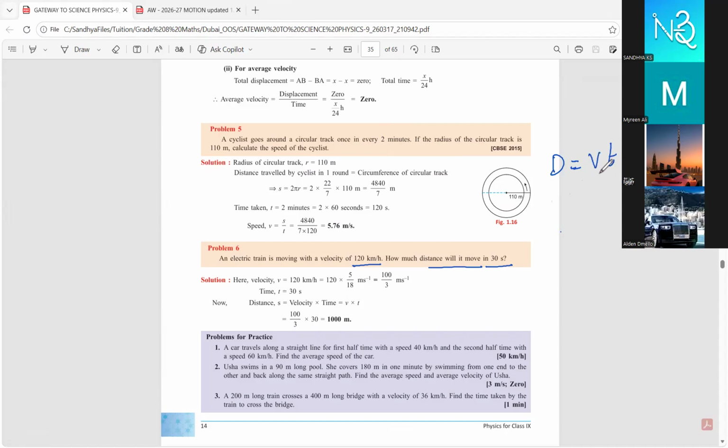Speed with the direction is called velocity. So that same formula only you want to use. So that is equal to 120 kilometer per hour. Kilometer per hour means can we multiply that directly? You need to be careful. So you need to multiply by 5 by 18, converting to meter per second, multiplied by time, which is 30 seconds. Okay, 1 minute.